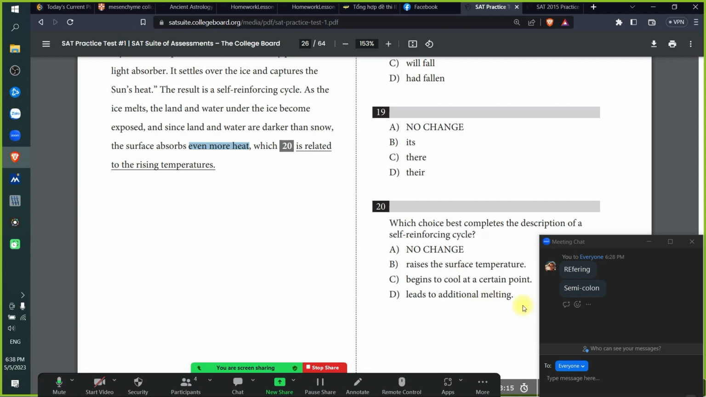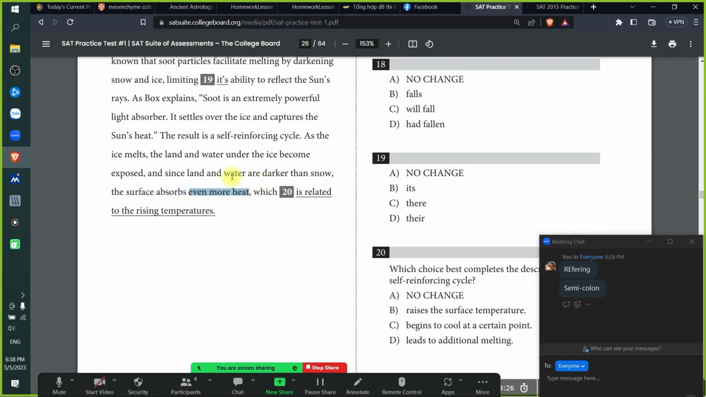Leads to additional melting. Sao không phải là B ạ? Well, which raises its surface temperature. Let's see. Cái này là một cái vòng, tại vì nó bắt đầu từ cái ice melt. Yeah, it starts from here. The land and water under the ice become exposed. Since land and water darken snow, the surface absorb even more heat. Thì cái vòng đó là cái gì? Mình phải nói rõ là cái vòng đó nó không chỉ bao gồm cái surface đâu, mà nó bao gồm tất cả mọi thứ khác nữa. The cycle doesn't contain only the surface, you know. So we have to think about it from all the way here. Phải nghĩ từ cái khúc này nè.